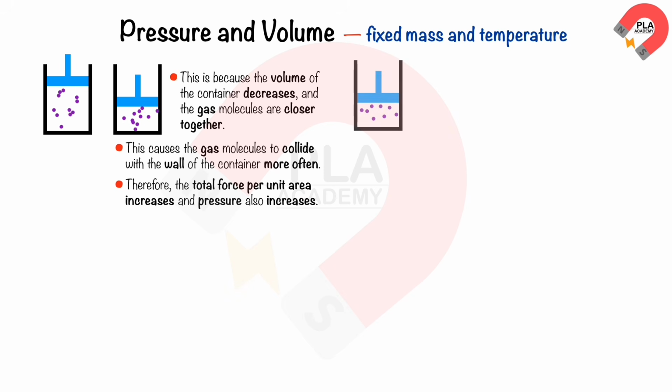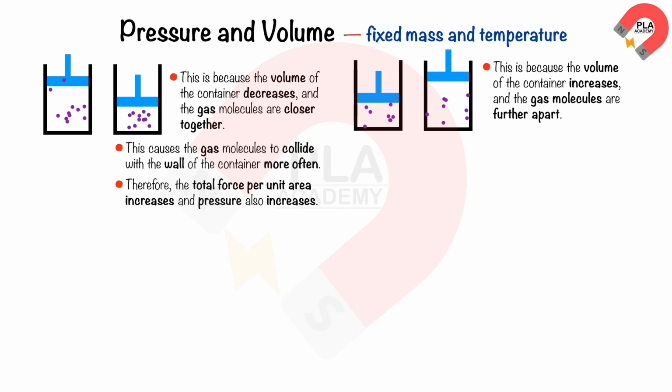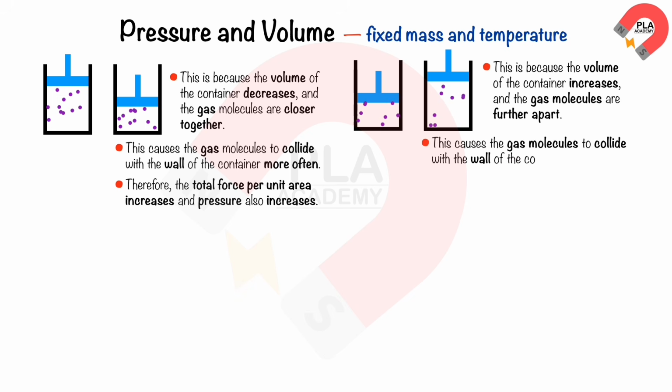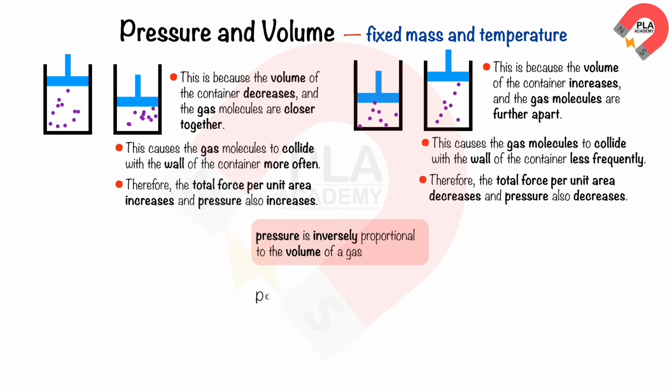If the temperature and mass of a gas remain constant, the pressure of the gas decreases when it is expanded. This is because the volume of the container increases, and the gas molecules are further apart. This causes the gas molecules to collide with the wall of the container less frequently. Therefore, the total force per unit area decreases and pressure also decreases. From this information, we can see that the pressure is inversely proportional to the volume of a gas.